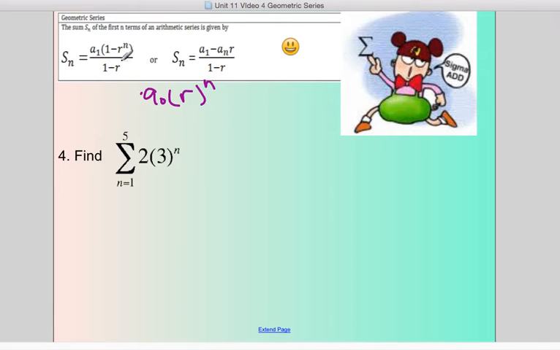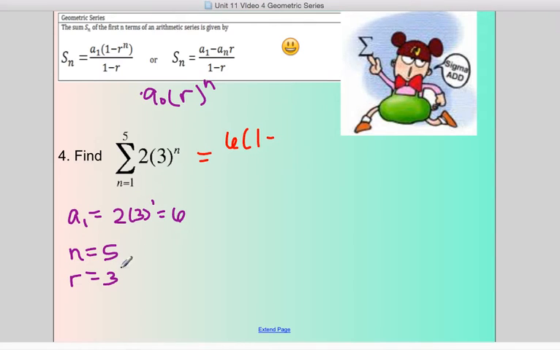It's one less step because I already see what r is, and in order to use the other one, I would have to plug in a sub n. Okay, so a sub 1 is, when I plug in 1, 2 times 3 to the first. So 3 to the first is 3 times 2 is 6. Now let's figure out, what is n? To go from 1 to 5 is 5 terms, and my ratio is listed. It's 3. So this sum is our first term times 1 minus r to the n. So 3 to the fifth all over 1 minus 3.